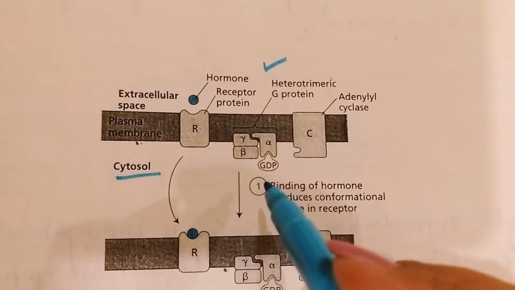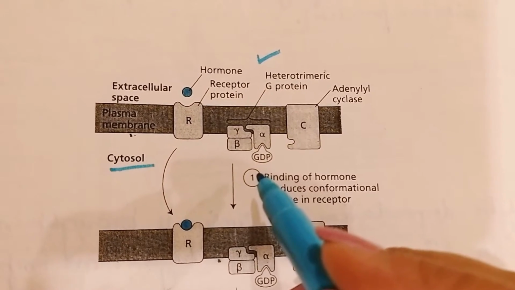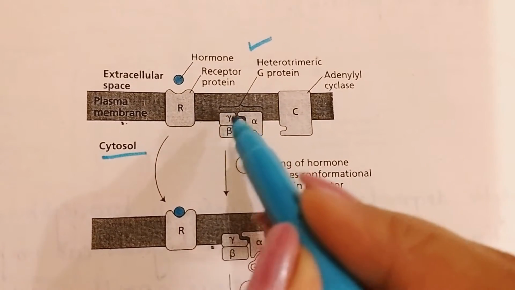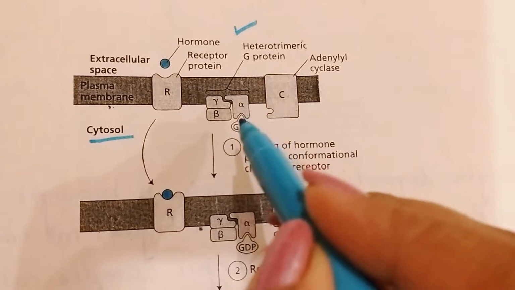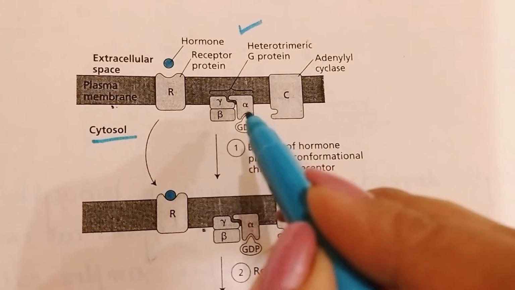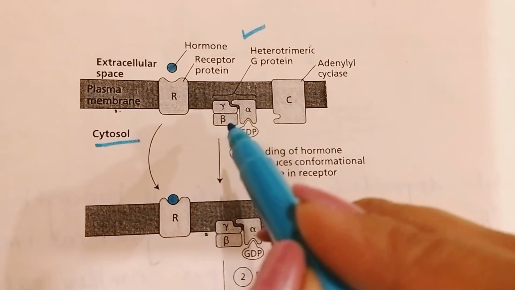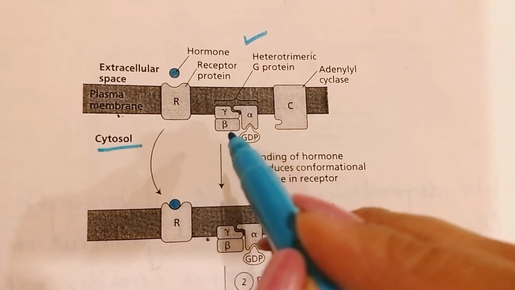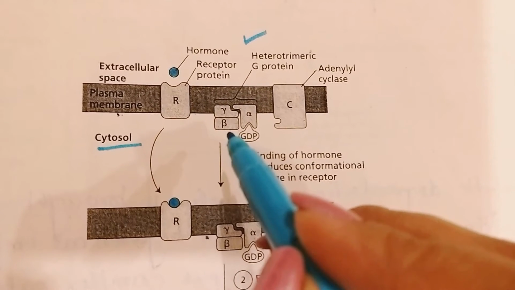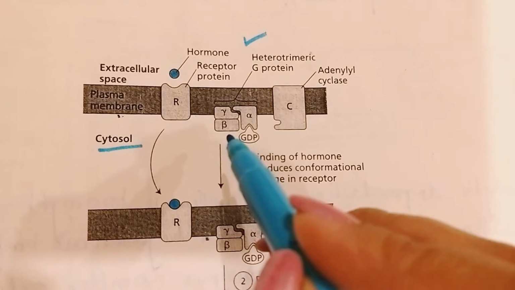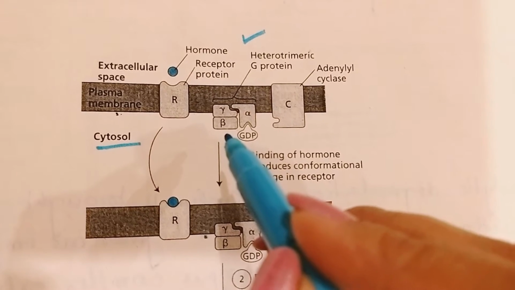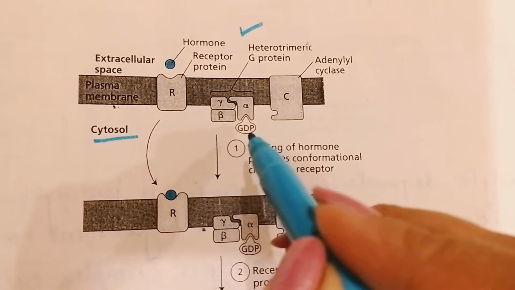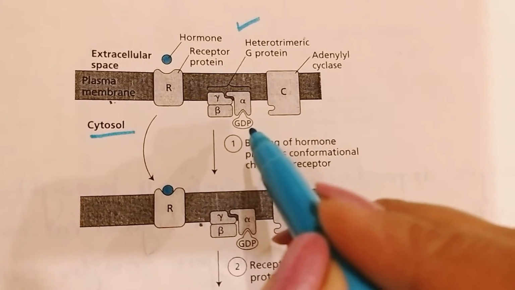Its function depends on the ability to dissociate into an alpha monomer and beta gamma dimer. This is the beta gamma dimer, and this is the alpha monomer. When it dissociates, it forms the alpha monomer and beta gamma dimer. When the receptor is activated, the GDP is replaced by GTP.